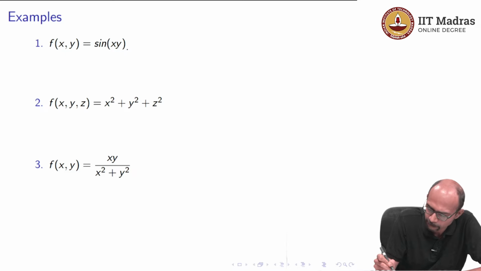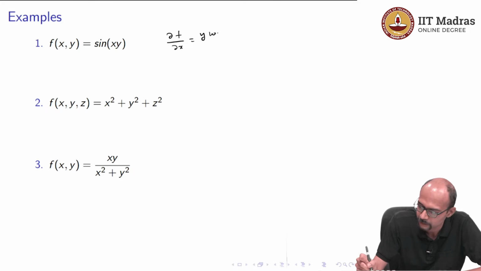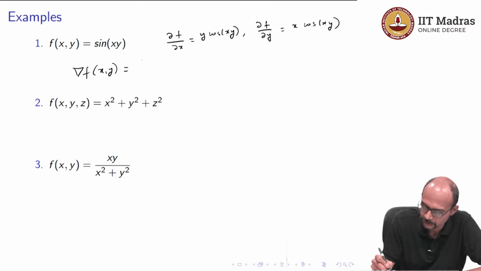So, f of x y is sine of x y. Well, we know what del f del x and del f del y are. We have computed these earlier. So, del f del x was cosine of x y times y, so y times cosine of x y. Del f del y is x times cosine of x y. So, the gradient function at x comma y is the vector y times cosine of x y comma x times cosine of x y.